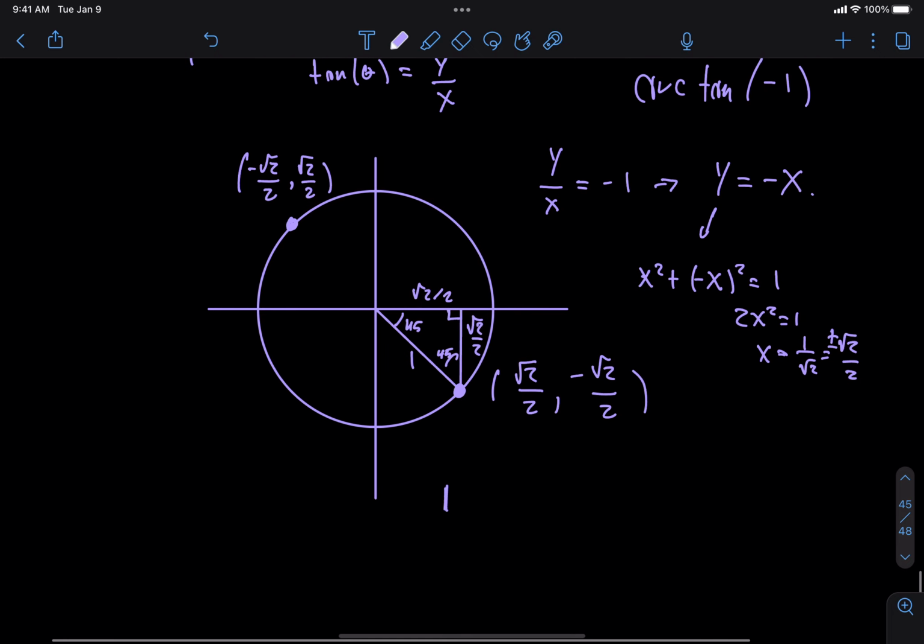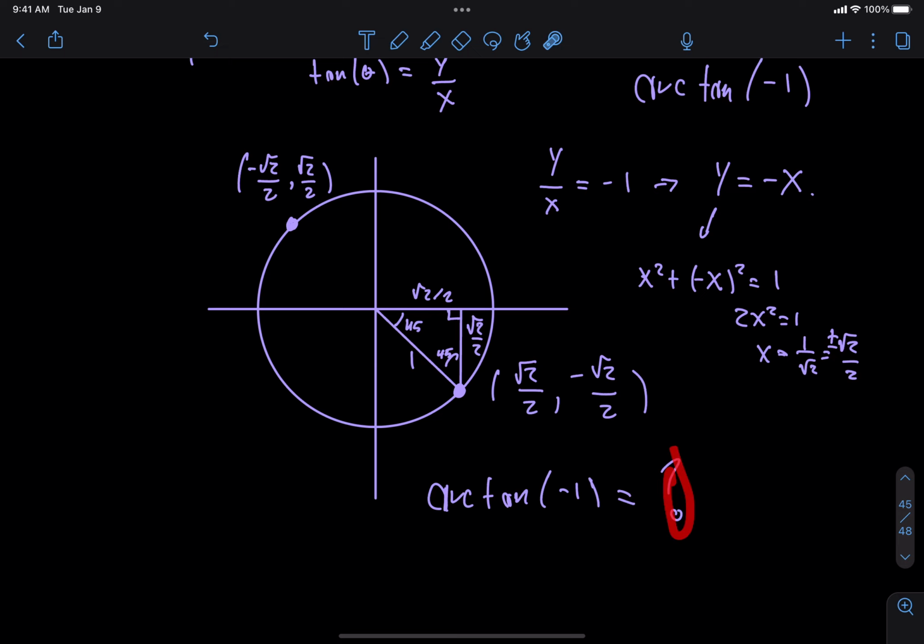So what is arctan of -1? What is it? Someone's whispering it. Negative what? Pi over 4. Good. Okay, so that's how we do arctan. It's a little bit more confusing, right? Because to do arctan, we have to think about the ratio of y over x.